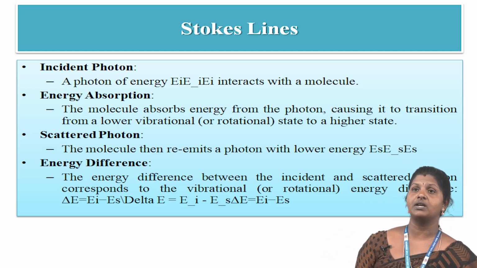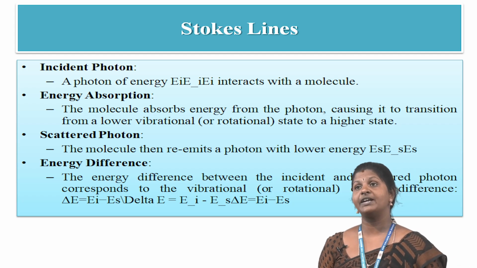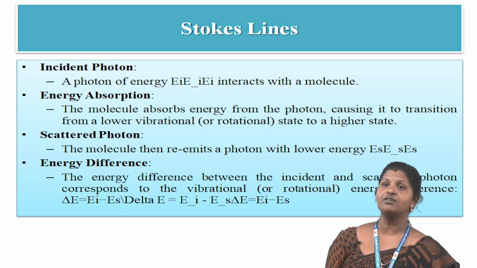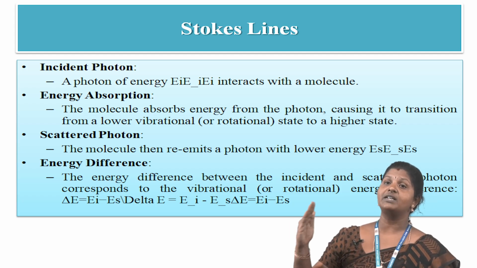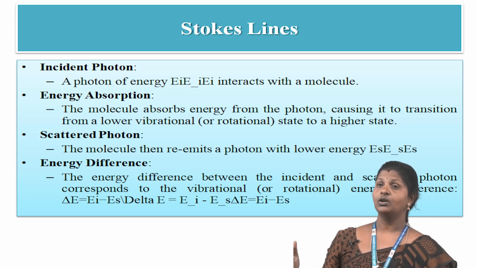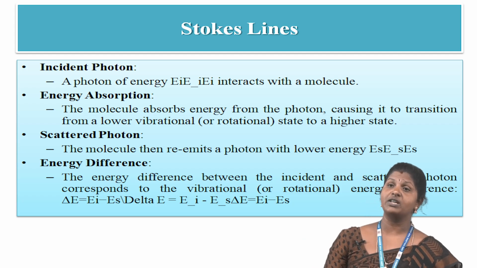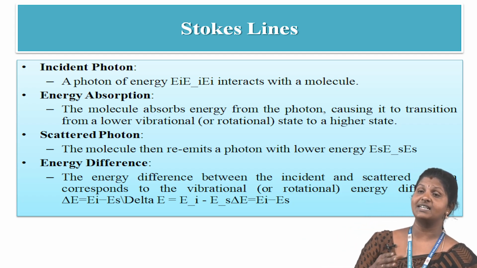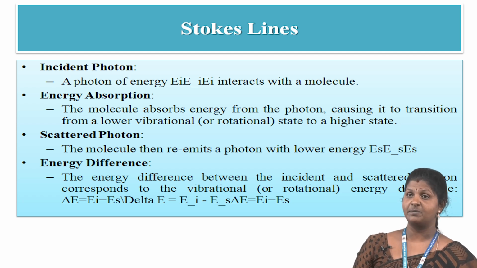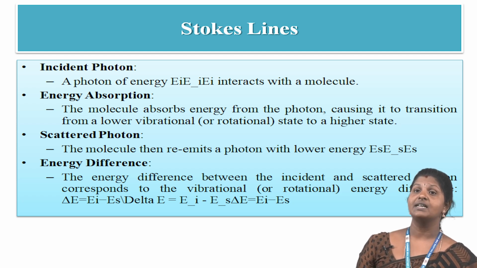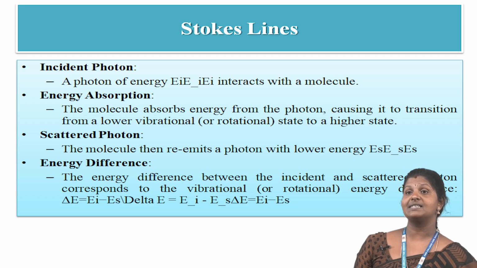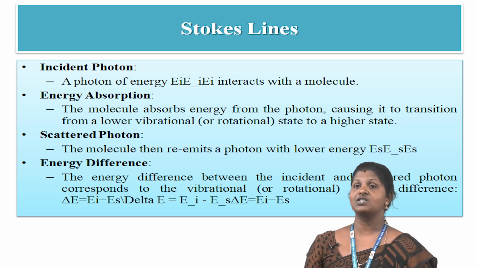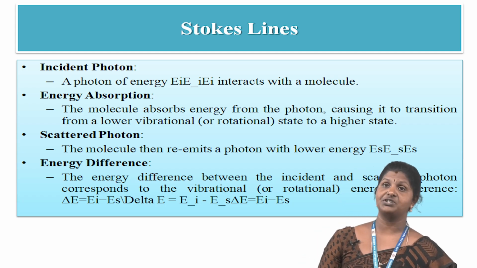The molecule absorbs energy from the photon, causing a transition from a lower vibrational state to a higher vibrational state. The scattered photon: the molecule then re-emits a photon at lower energy, corresponding to the difference in energy between the two vibrational states. The energy difference between the incident and the scattered photon corresponds to the vibrational or rotational energy difference, delta E is equal to E_i minus E_s. This energy difference equals the energy of the vibrational or rotational transition.